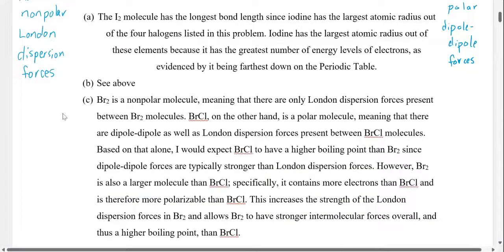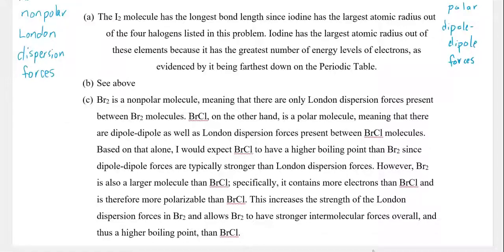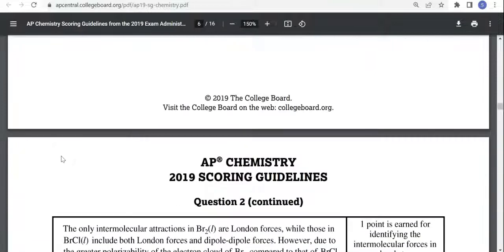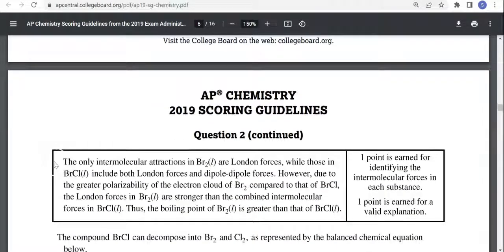I just started by describing Br2 and BrCl and their intermolecular forces before I really answered the question they're asking. And while it's not strictly necessary to do that, I do think it's a little bit better, and that's how they're doing it too. They're just starting by saying the only intermolecular attractions in Br2 are London forces or London dispersion forces, while those in BrCl include both London forces and dipole-dipole forces.